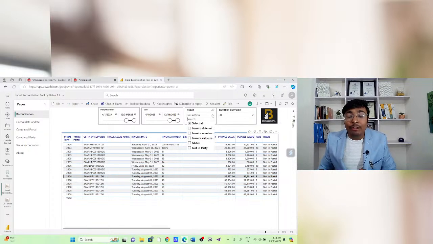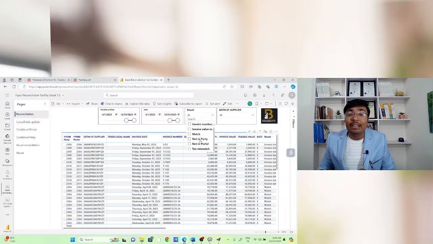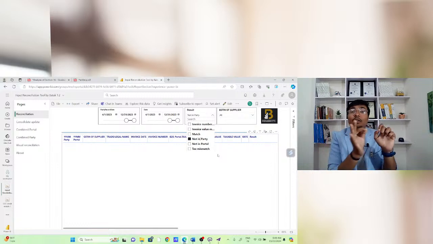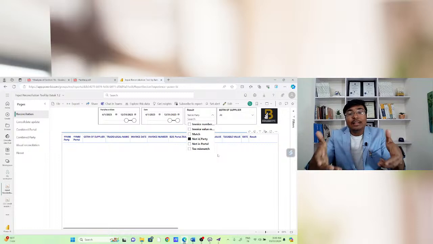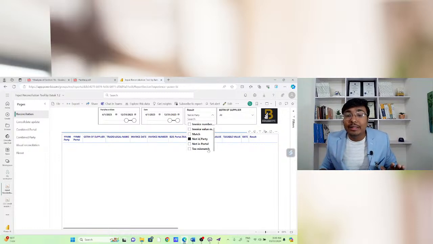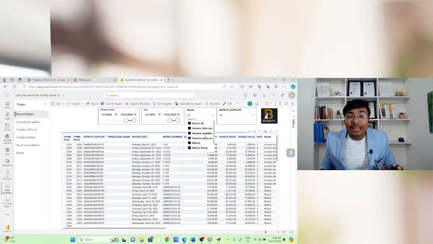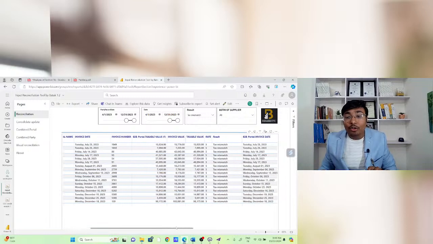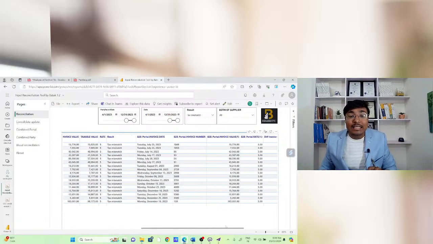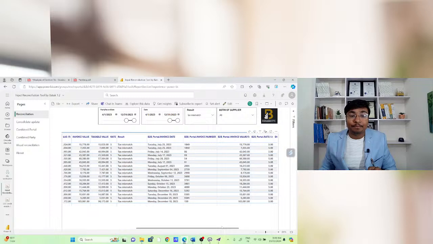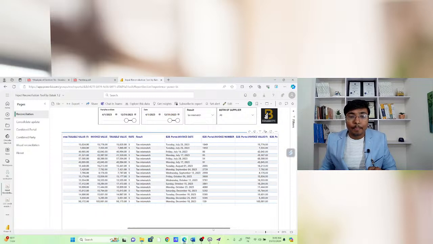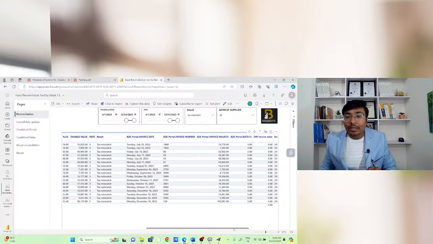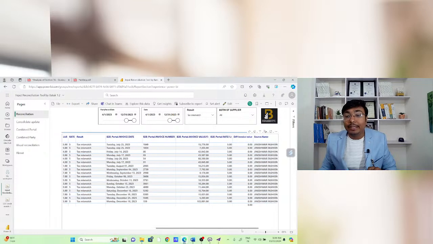Now if you find certain invoices which are available on the GSTN common portal but not claimed by the particular party, in that case also you need to select here, and that type of invoices will be there. Also, if there is any mismatch in the tax amount, you can easily find the tax amount mismatch. So that is what is there in that particular tool.